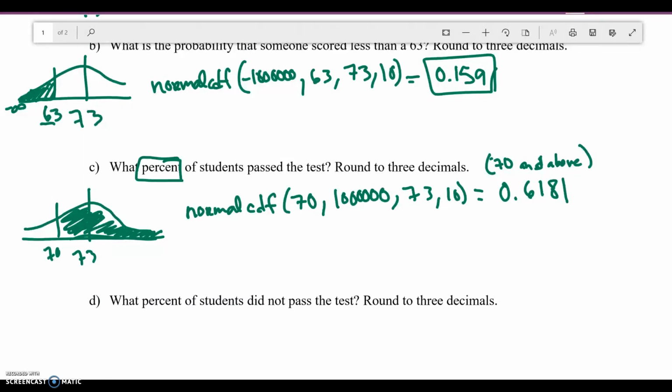0.618. Okay. Now this is not quite the answer because we're looking for the percentage of students who pass. So this is going to be 61.8%. Okay, so roughly around 61.8% pass this exam.